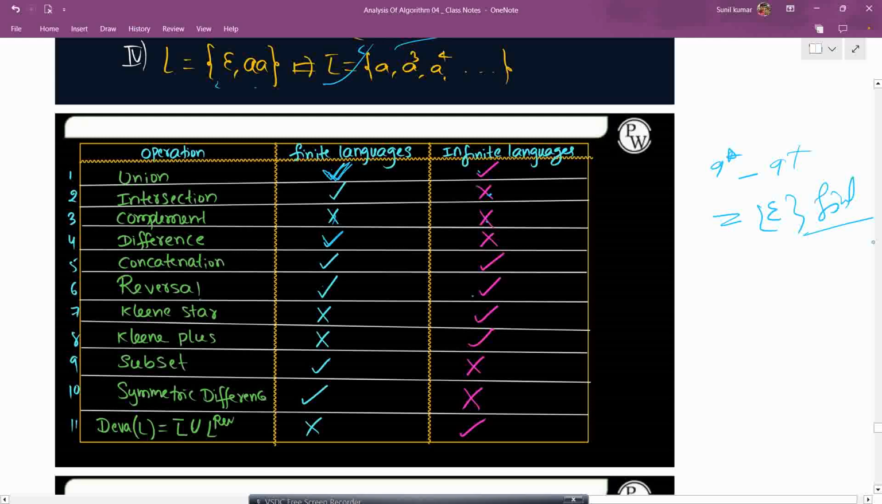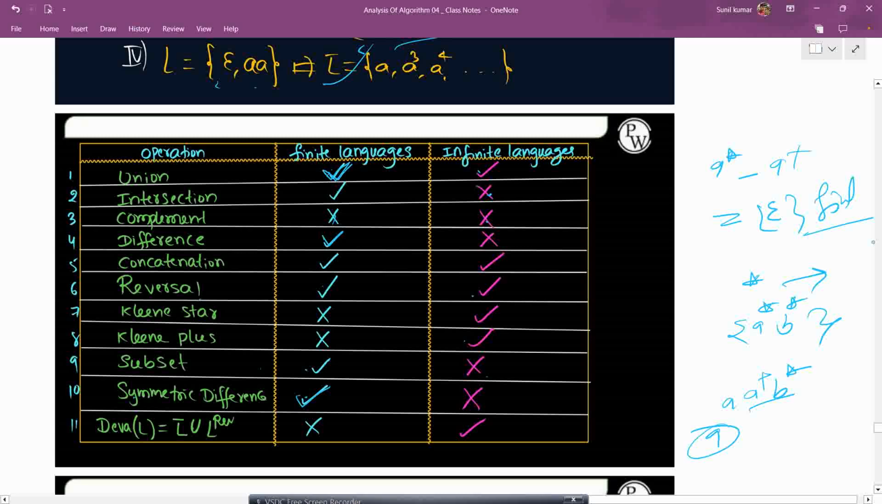Kleene star for finite does not make sense, because Kleene star makes it infinite. And Kleene plus, note: subset of a finite language is finite, but a subset of an infinite language is not always infinite. Let's say a star, b star is here, and we take a plus b star as a subset of this. Now symmetric difference. What is symmetric difference? We will see it. This is a finite language, not infinite.